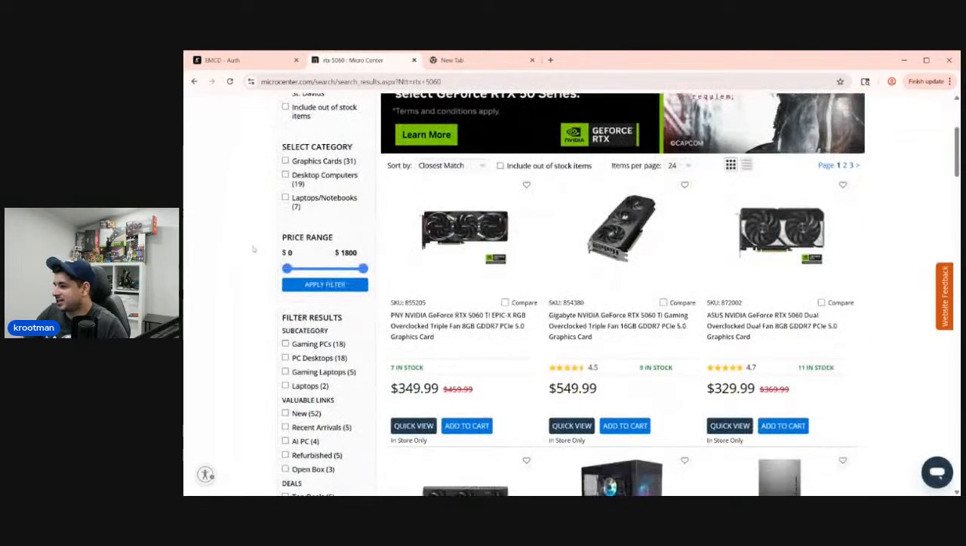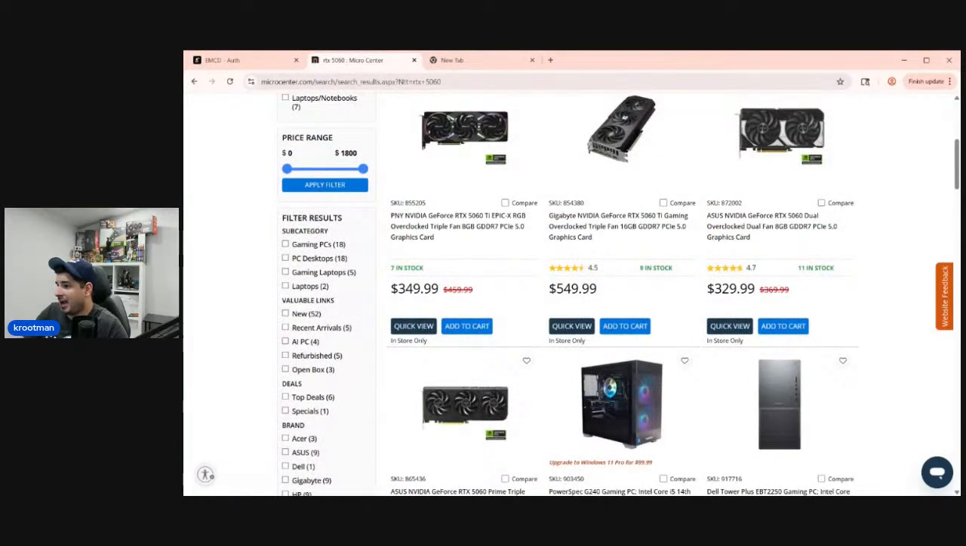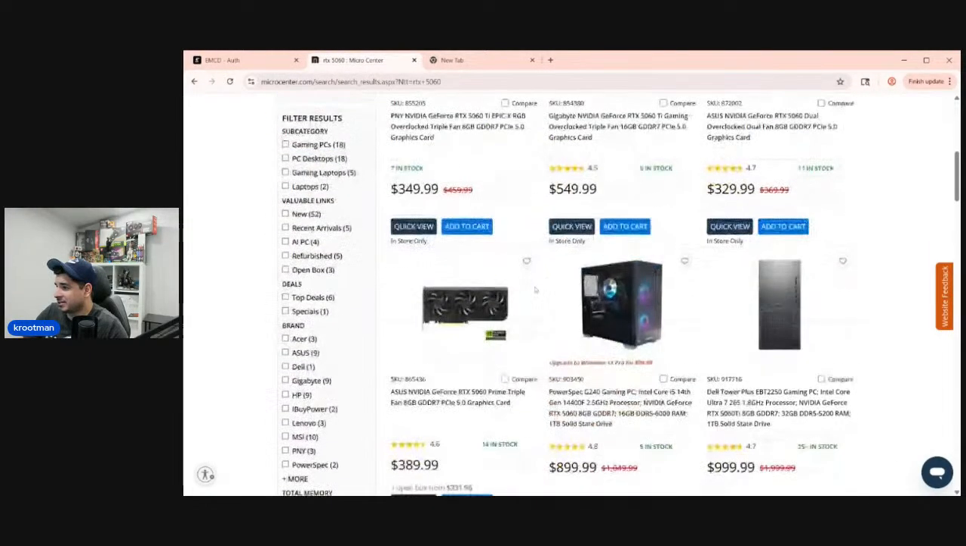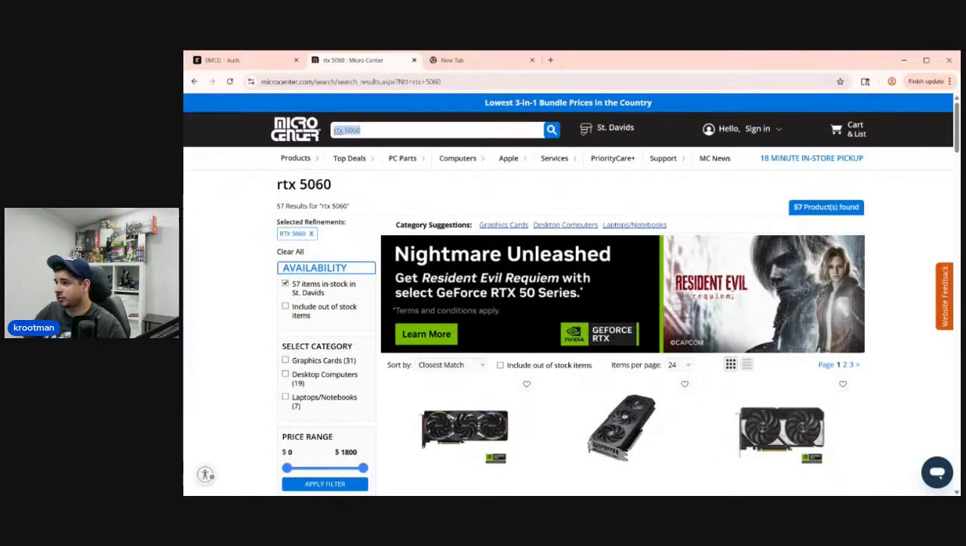So the 5060 is $350. Or no, the 5060 Ti 8 gig is $350. That's not bad, actually. And there's 7 in stock. Now it only has 8 gigs of VRAM, but that ain't bad at all. So you have the option for an 8 gig 5060 Ti, which is going to get multi-frame gen, which is great. And then let's look at the Intel Arc B580.